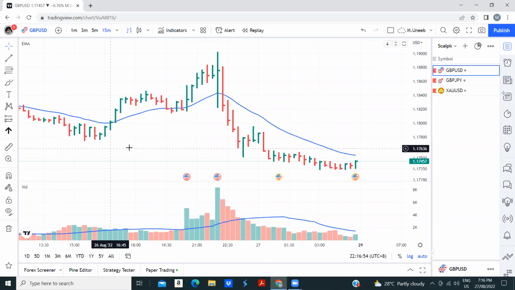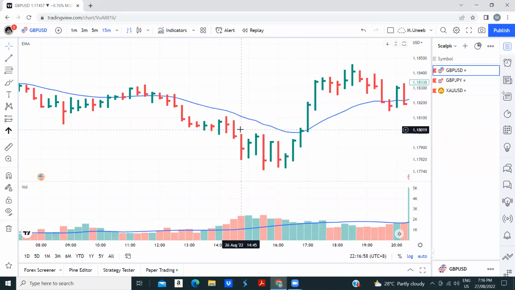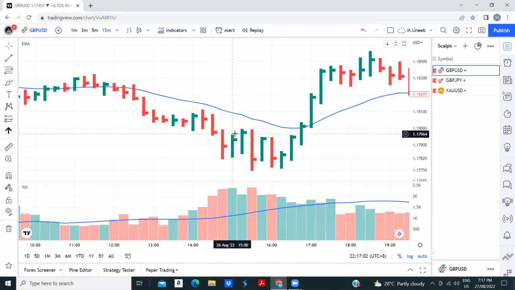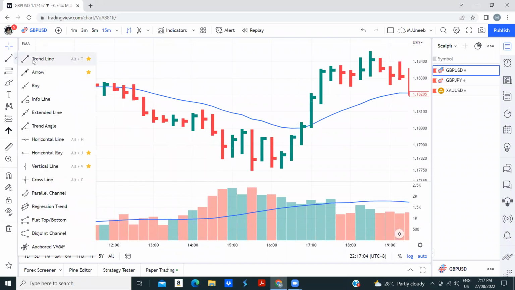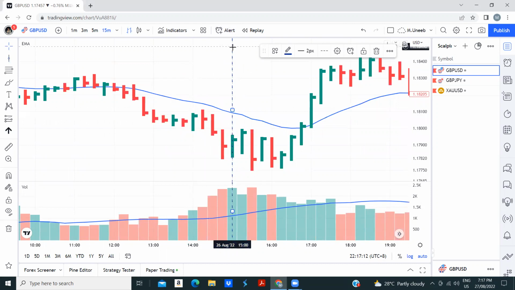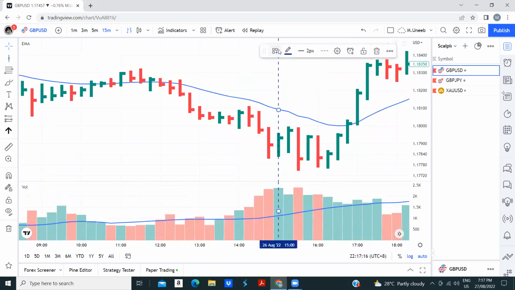Okay, so the Friday one, on the 26th of August, the market opened at 3 a.m., right? London open. 3 p.m., right? Yes, 3 p.m. Okay, London open at 3 p.m. All right. So this is London open and overnight session. So let's mark it as 3 p.m.